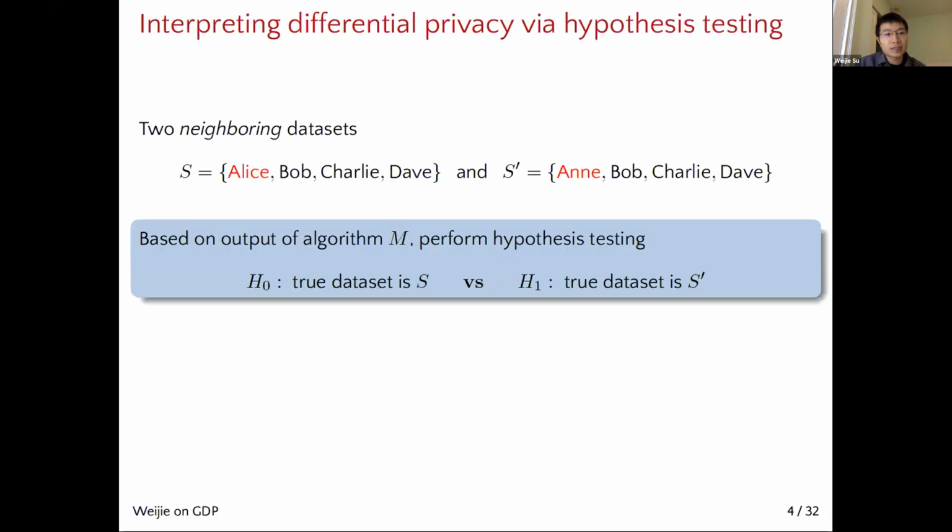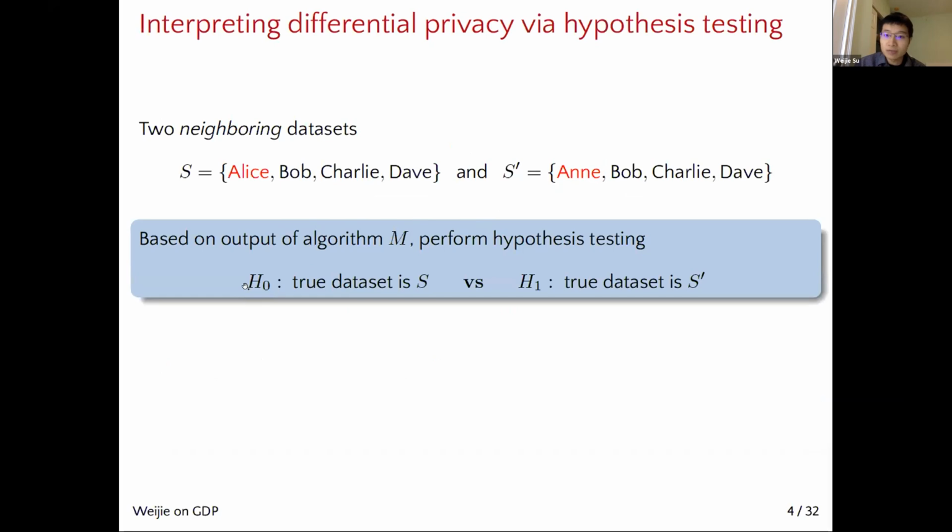And now let's define what are the data sets. Two data sets are called neighboring, like S and S prime, if they are almost the same, except for one individual. So here in S, Alice is there, and in S prime, it's Annie. But for the rest of people, like Bob, Charlie, and Dave, they are all the same. So we call them neighboring.